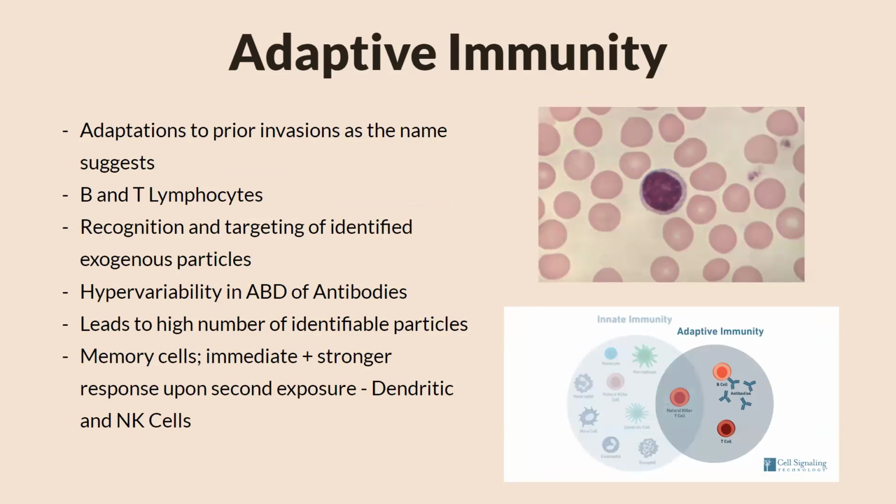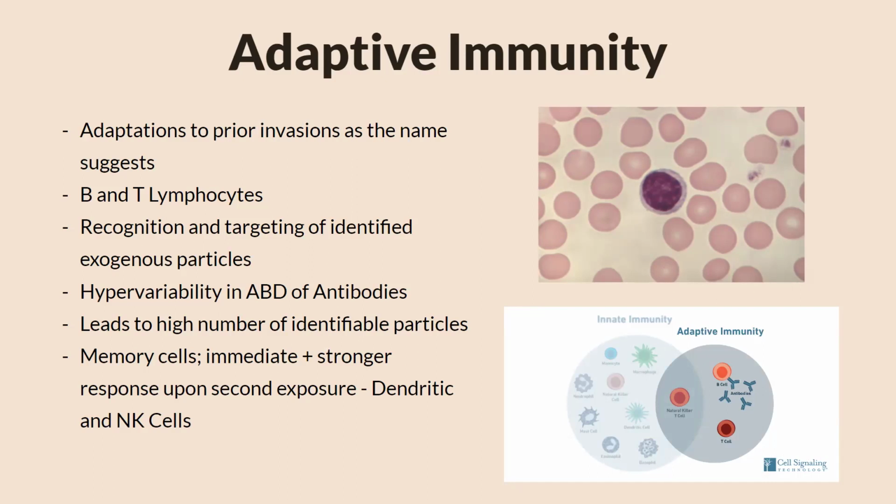And then we have adaptive immunity. As the name suggests, it can adapt to prior invasions. These are mostly your B and T lymphocytes, although you also have your assistant cells like your dendritic cells, your macrophages, and your plasma cells. Also, the B cells serve as antigen presenting cells for your T cells, but that's a story for later.